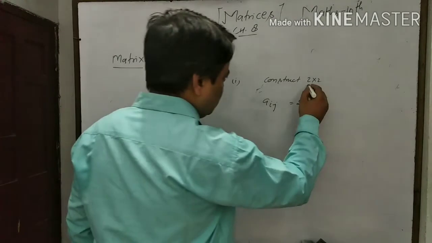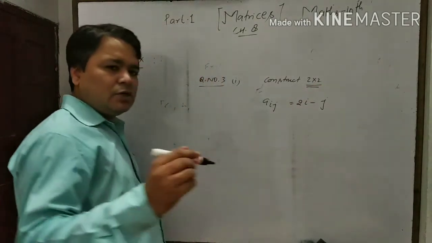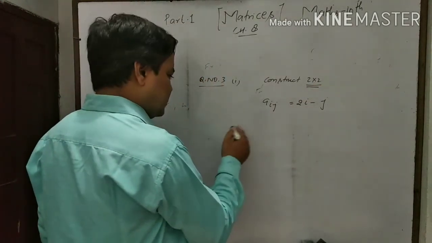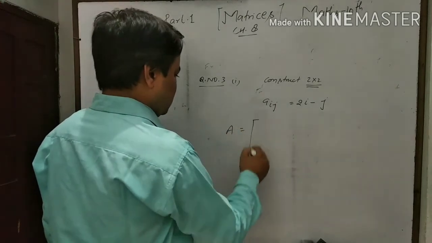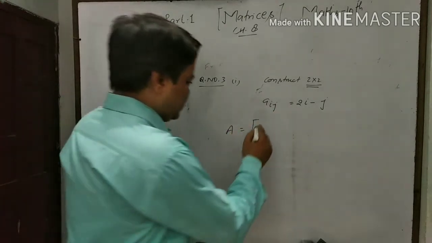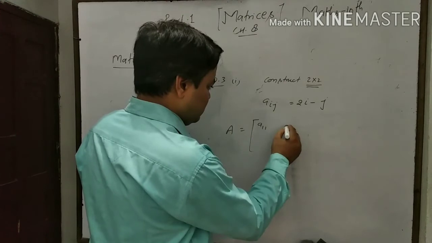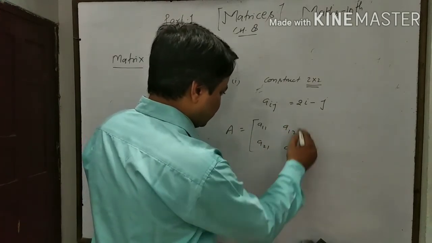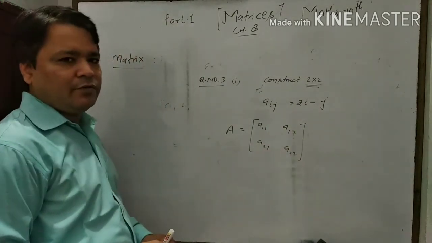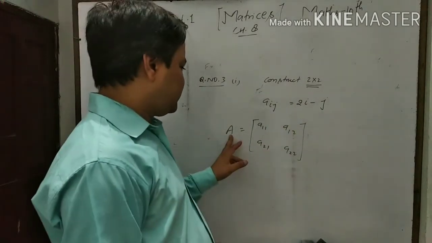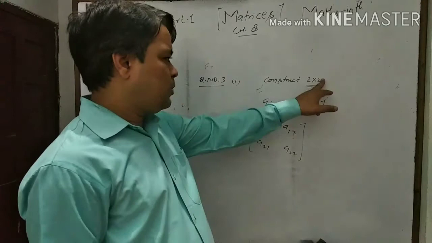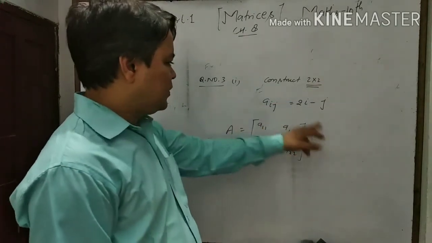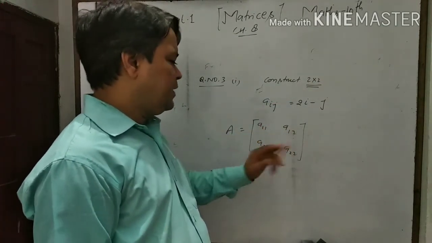We just want to find a matrix of order 2 by 2. Let the matrix be A. A 2 by 2 matrix can be written in this way: first row first column, first row second column, second row first column, and second row second column. A matrix of order 2 by 2 can be written as a11, a12, a21, and a22.